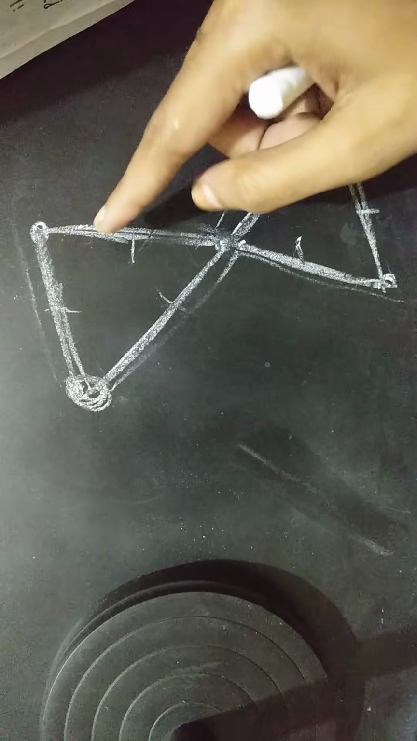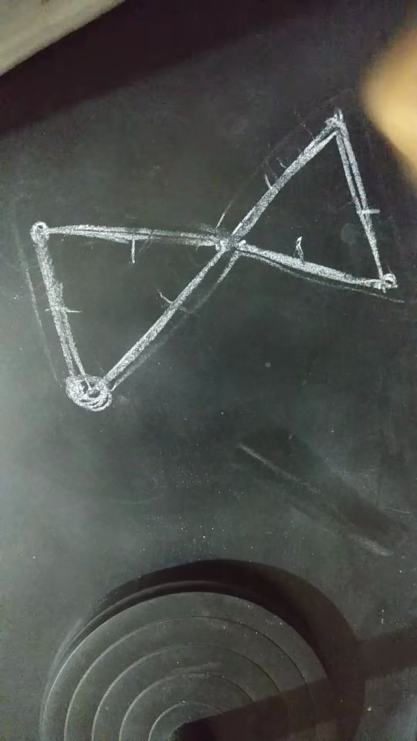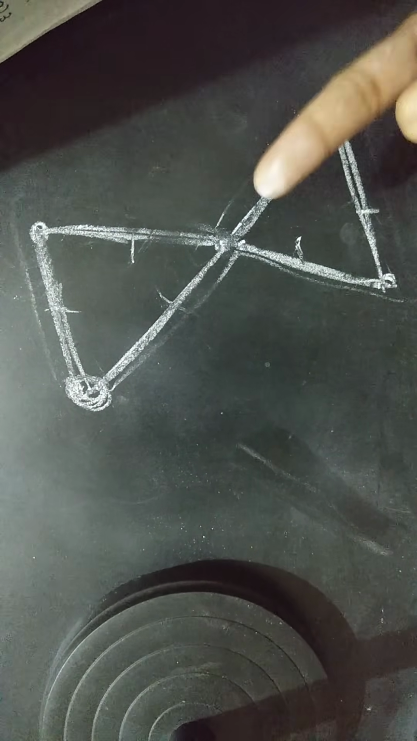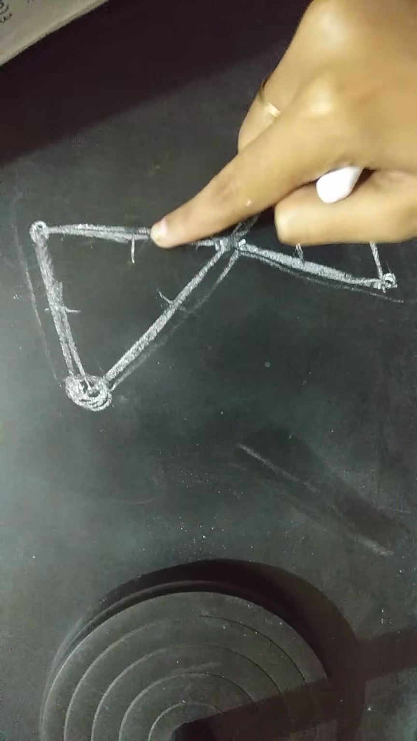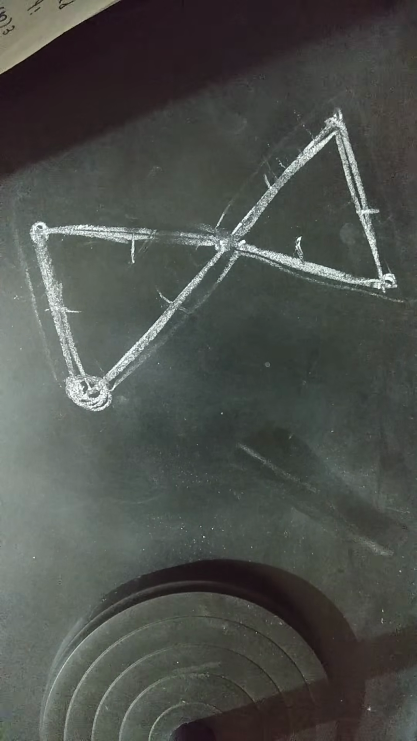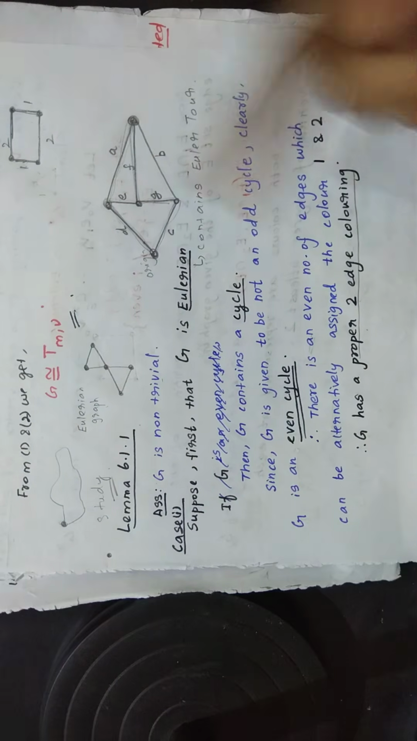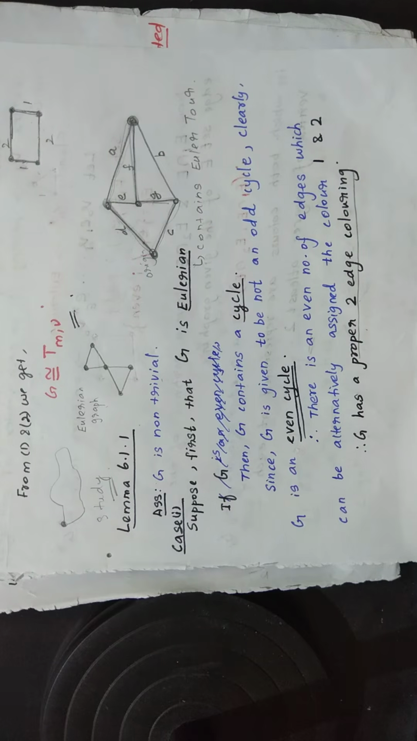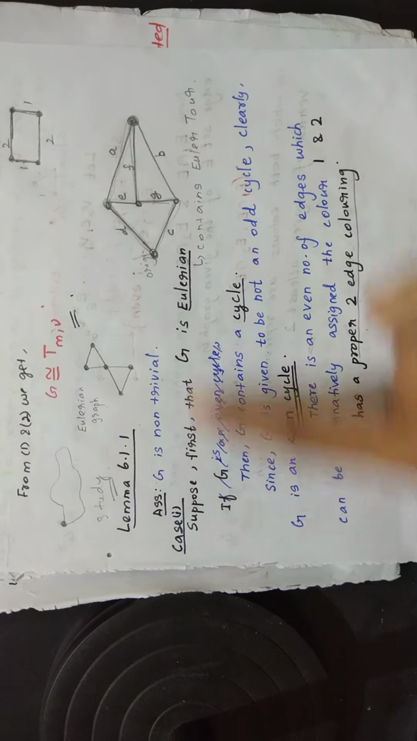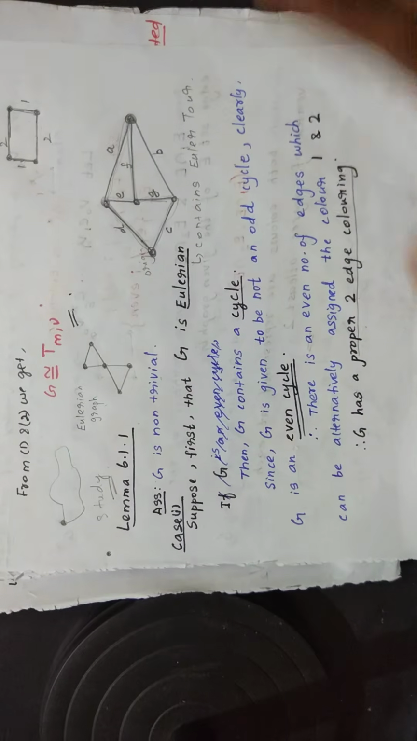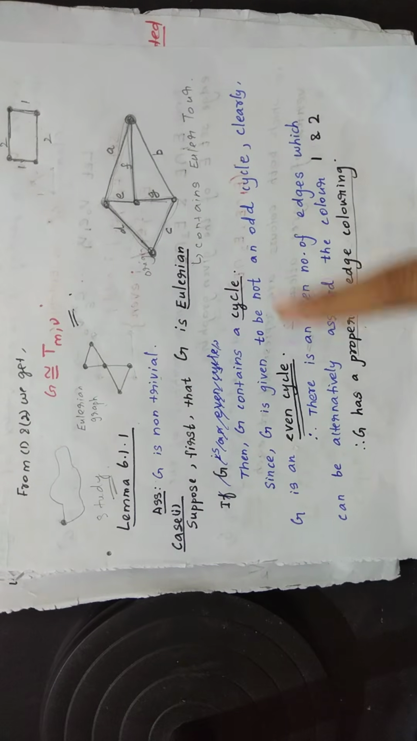This is the example that I have put to make you understand what is Eulerian. Don't compare this figure with our proof. This is just for an understanding. In the statement they have given that you should not have an odd cycle. So clearly our graph G will have even cycles. That is what you are writing.